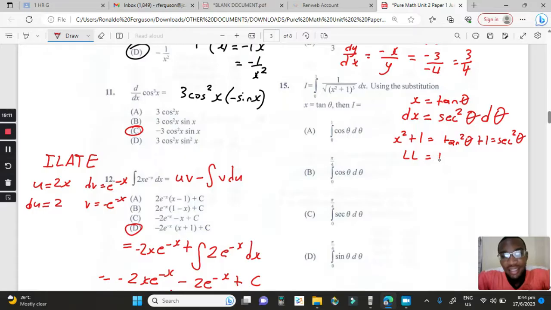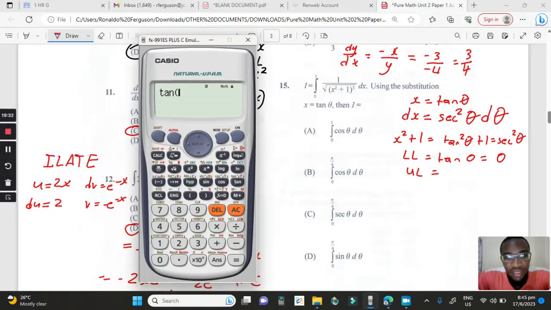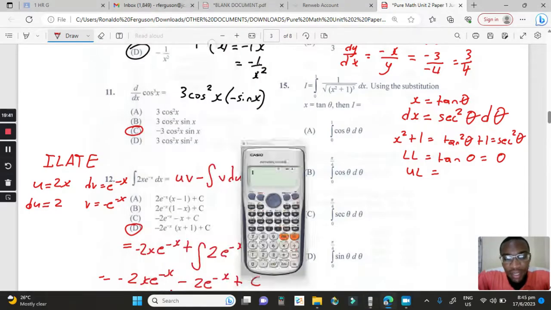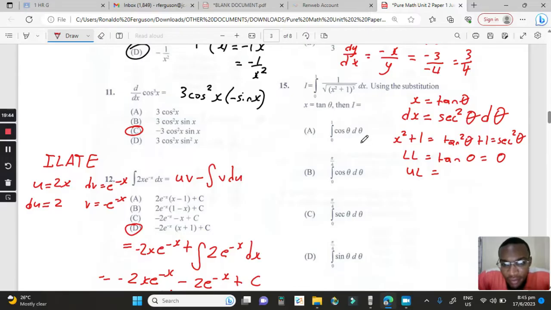x is tan theta. So this is tan of 0, put in x here, tan 0 is 0. And the upper limit now, we put in 1. Upper limit right here, x is tan theta. So put in tan, that's upper limit. Well, we really don't need to work with upper limit. No, it's pi over 4.